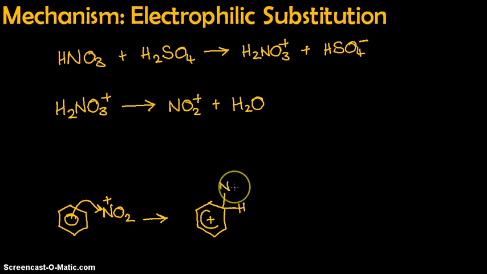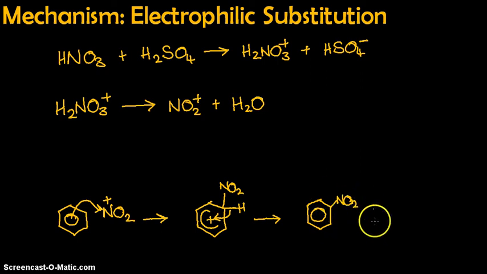Now we've got the NO2, which we've stuck on, and it's a substitution reaction, so we need to get rid of something at this point. So we are going to lose that hydrogen, and in doing that we will bring the aromaticity back to our benzene ring. And final step, just draw this product out. So here is nitrobenzene, and we've got an H+.